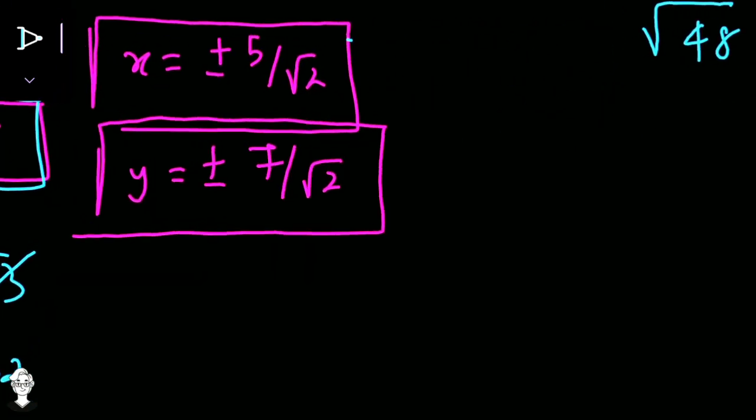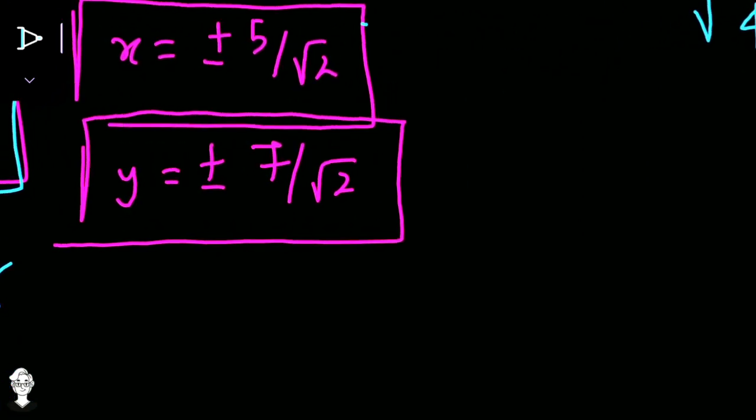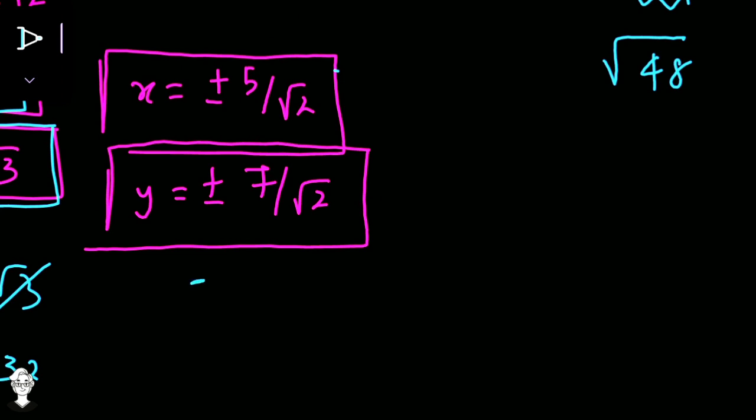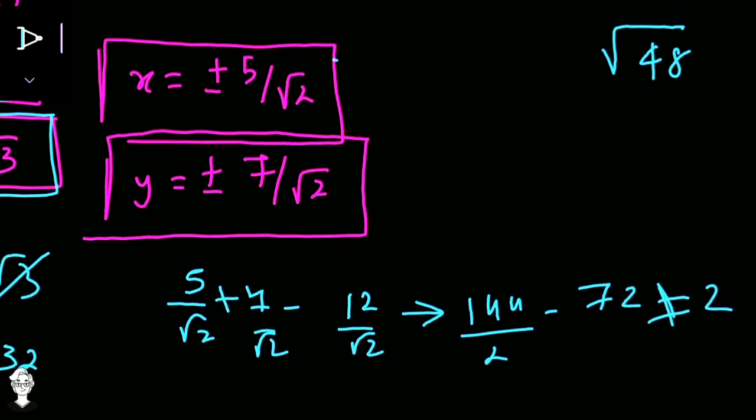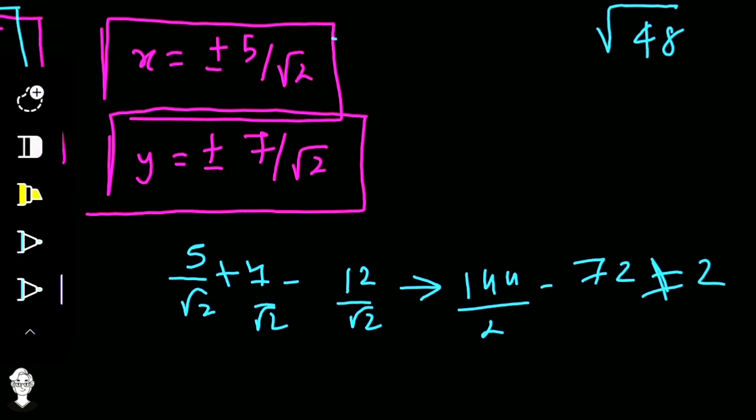So let me check over here which gives me that. First of all, keeping both positive, 5 upon square root of 2 plus 7 upon square root of 2 is 12 upon square root of 2, and its square would be 144 upon 2, that is equal to 72, which is not equal to 2. So keeping both of them positive is not satisfied.